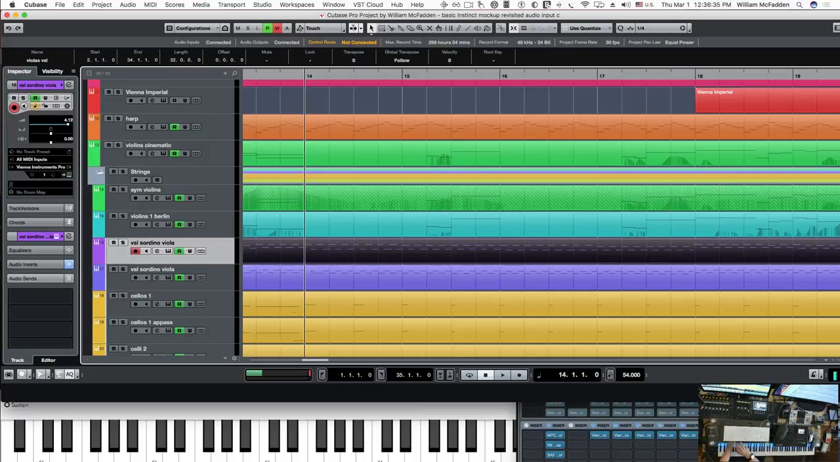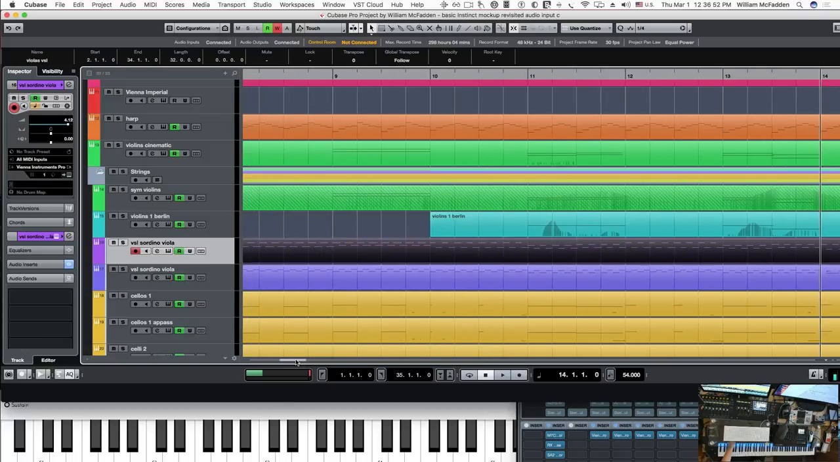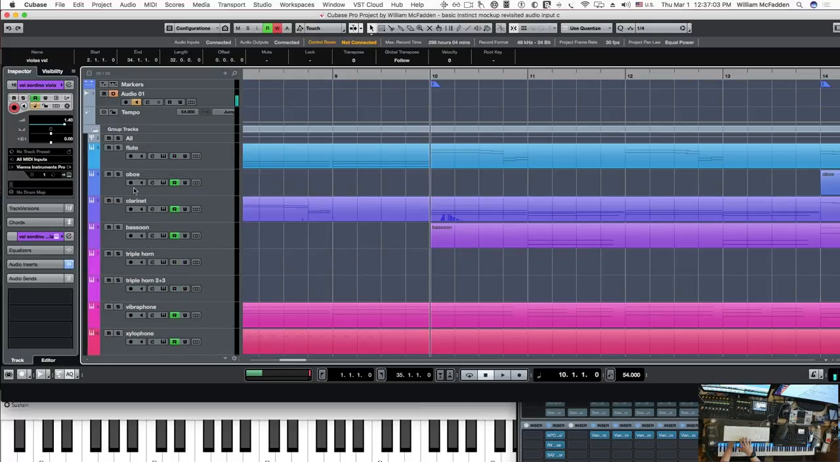Starting at measure 14 in the DAW, which would be on page 2. Let's go back a little bit. Okay, measure 10 would be measure 9, and then we have the flutes coming in as solo. So let's listen to those solo flutes. Okay, so that's measure 9 in the score right there.